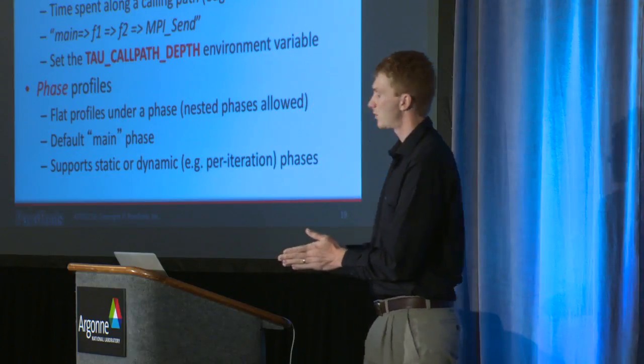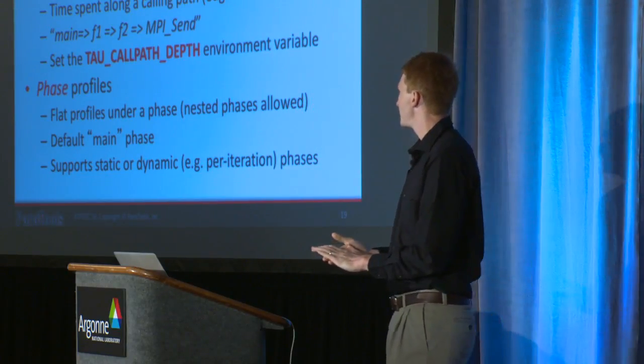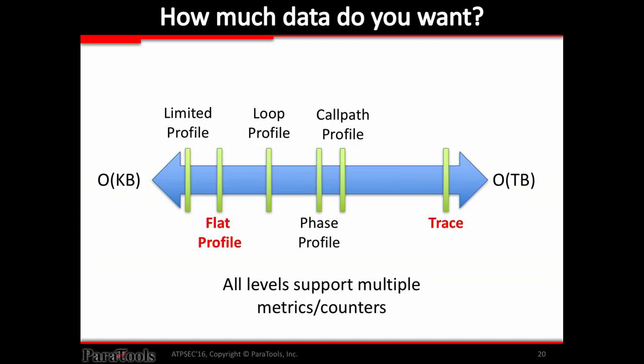And then finally, phase profiles. This is more of a logical way to divide your profiles. If you have a code, and many codes do this, they start with an initialization phase, maybe they do a transport phase, then they do a chemistry phase, and they do a finalization phase. You can define those phases and then get a different set of profiles for each phase. That's a good way to separate the cost of events logically by phase within your code.